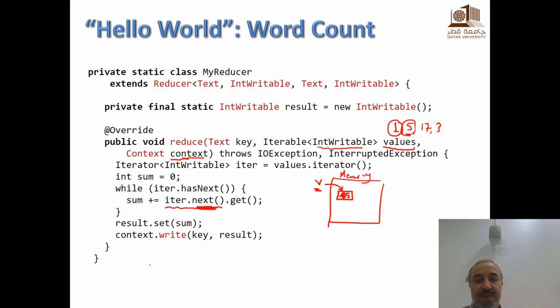And the actual output of MapReduce will also depend on this function, the call of this function. Okay?